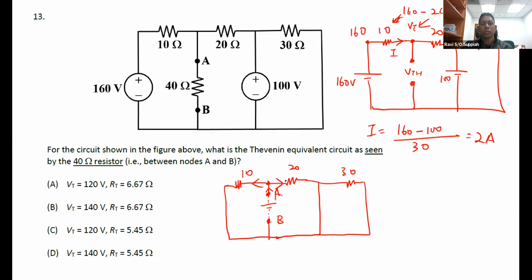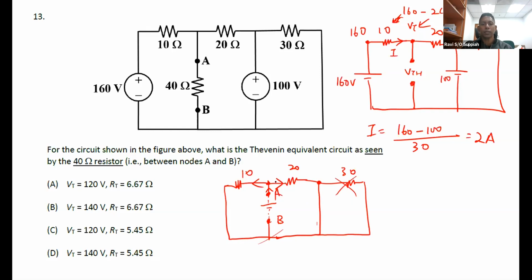When the current goes through here, at this 20 ohm node, what will happen? The current will see that there are two pathways, correct? One is this, and the other is the 30 ohm. The current will always take the easiest path. That means if there is a short circuit path, it will always take the short circuit path and bypass anything else. That means effectively I do not see this 30 ohm at all. The current that comes out only goes through the 10 and the 20.